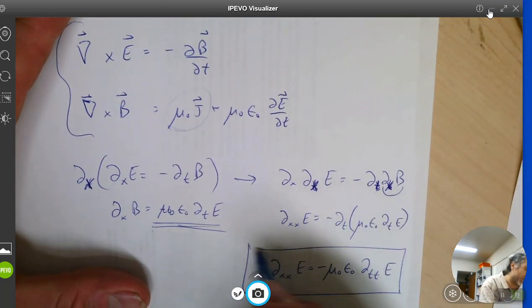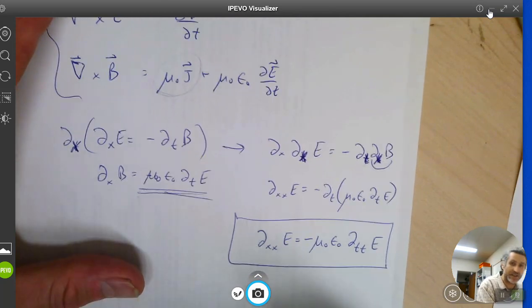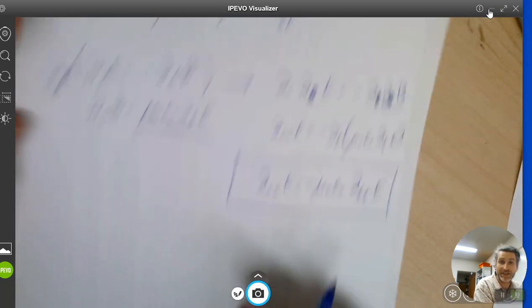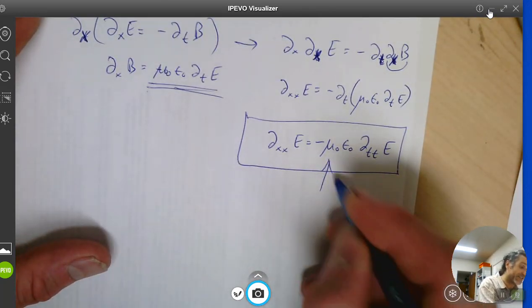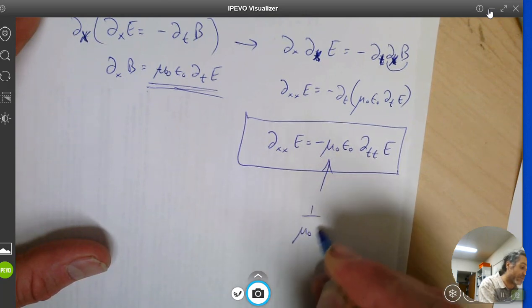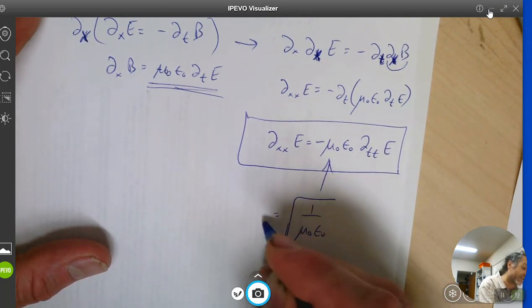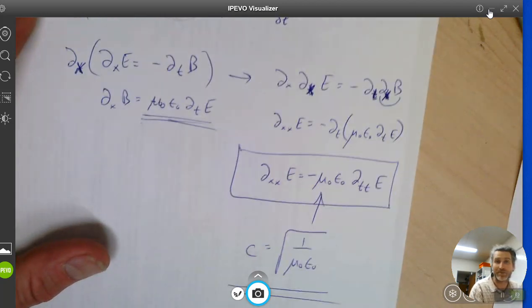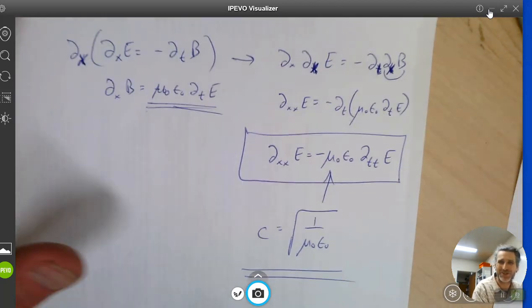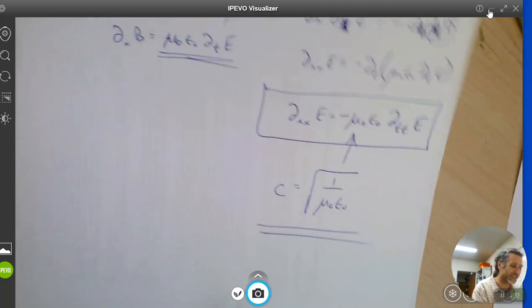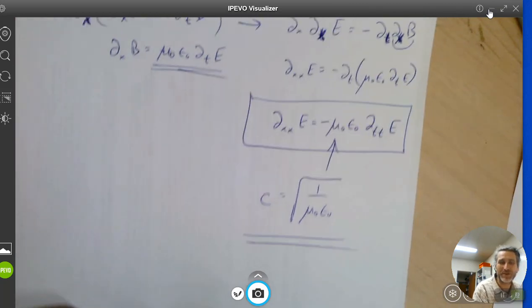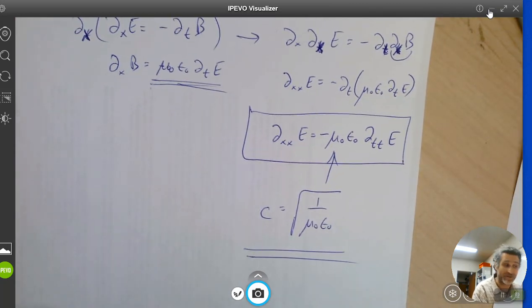This equation right here is called the wave equation. And if we work through it a little bit more, we actually find that the speed of light is related to this square root of 1 over mu naught epsilon naught. This is going to be the speed of light, and we'll get to that a little bit more later. But I wanted to show you right off the bat that we can actually see the wave equation coming right out of this modified Maxwell's equation.